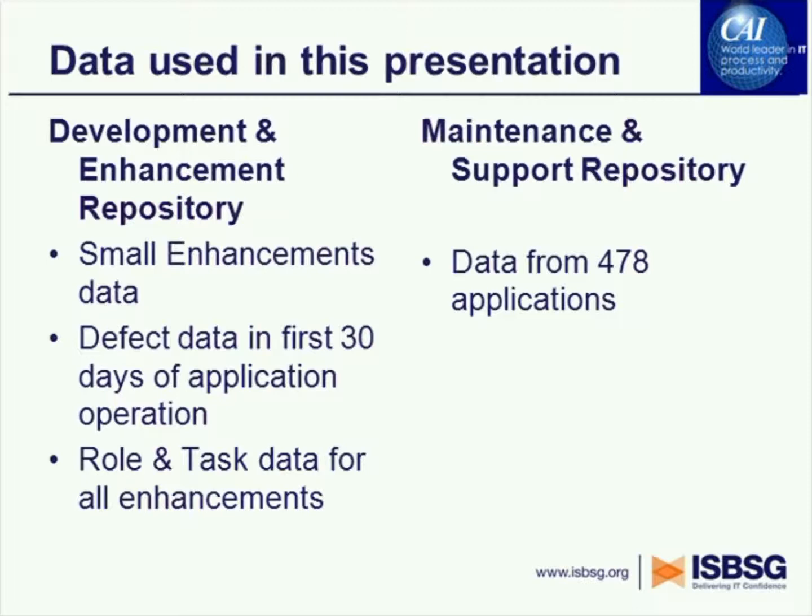We also have in that repository defect data in the first 30 days after an application has gone live. And once again, that can fall into the area of maintenance and support. So it was useful for us to analyze that. And we have useful breakdowns for enhancement in which people spend their time, in what roles, and what tasks are they doing for enhancement. And then, of course, the actual maintenance and support repository itself, where we have the data for now, we're actually close to 500. But in this particular presentation, I've used data from 478 applications.